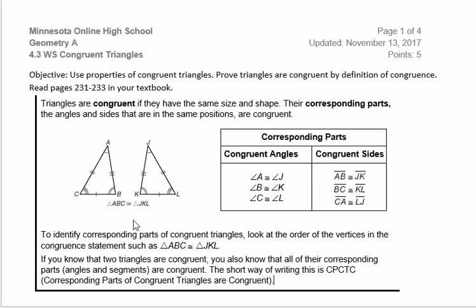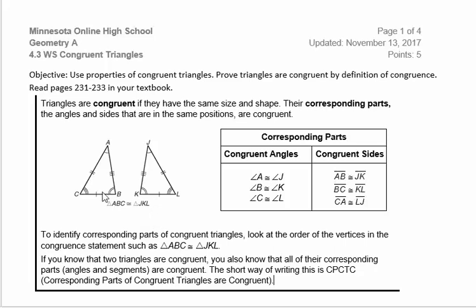Corresponding parts mean that if triangle ABC is congruent to triangle JKL, then angle A is congruent to angle J because they're both listed first. So A is congruent to J. And then B is congruent to K because they're in the middle. And then C and L are congruent because they are both listed last in this congruence statement.